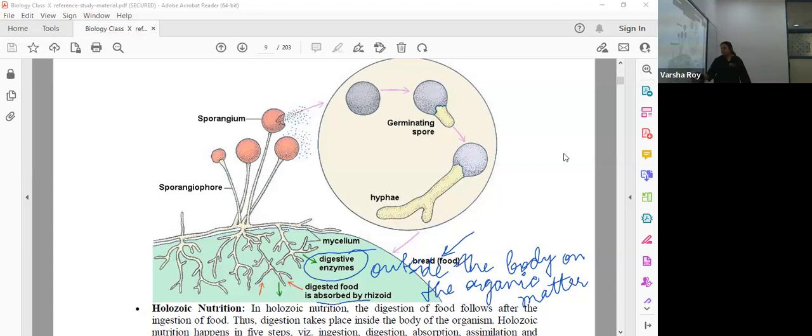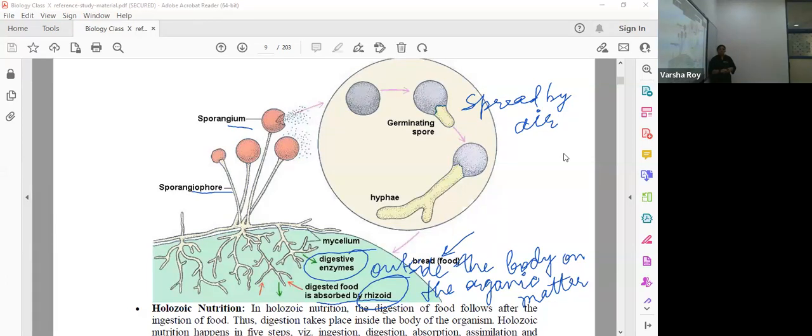Digested food is absorbed by the rhizoids. The food in the simpler form is taken up by the rhizoids. They don't have roots; we call them rhizoids. So this is important. Then they have a stalk-like structure, the sporangiophore, which has a sporangium with tiny spores. Thousands of spores are there. They spread by air and fall on new food around. If a little fungus is present, it will spread over the whole food in 2-3 days. How? Through these developing spores.